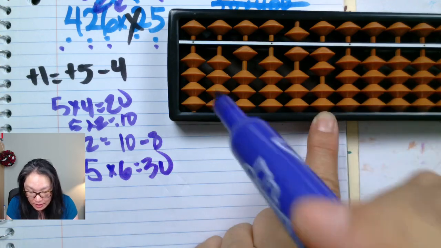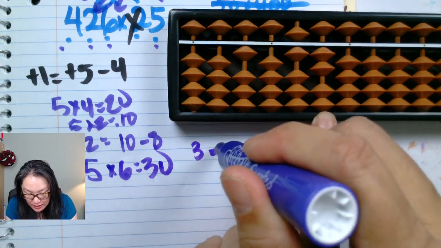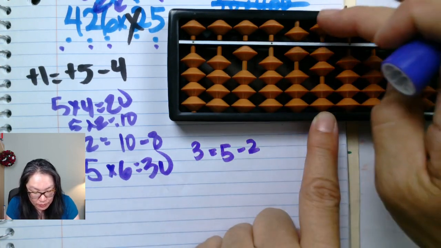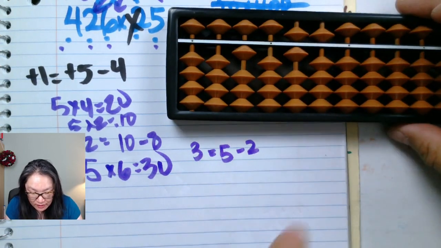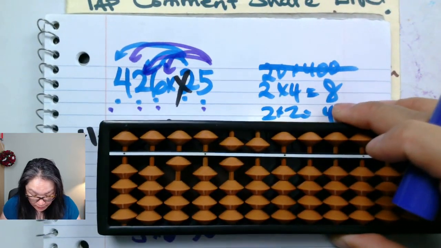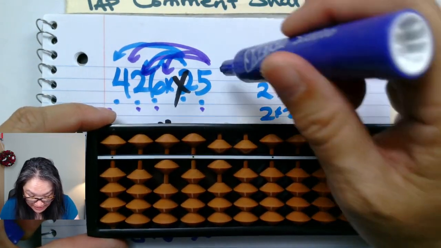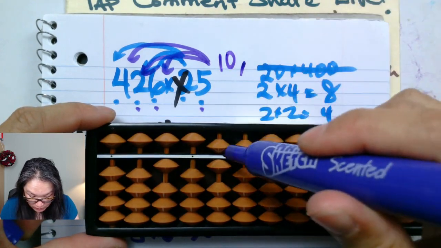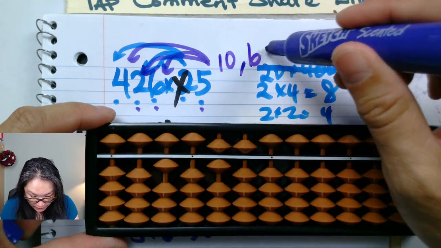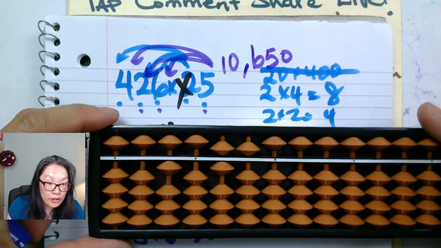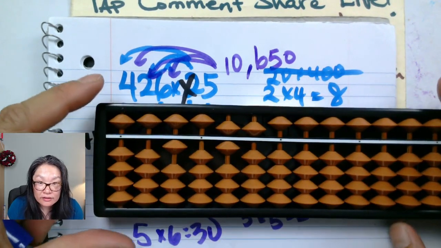Add the 3. There's not enough to add the 3. 3 is equal to plus the 5 minus the 2. My final answer is, what is my final answer? 10,650. There you go. There's your answer, Daniel.